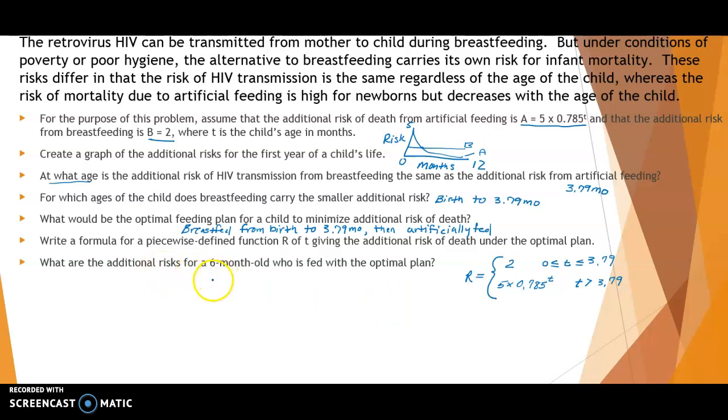So what is the additional risk? The risk is 1.17. And it never told us in this problem how risk is measured, so I don't really have a label on that. So the point of this problem is to create this piecewise defined function, and that is when you are using different formulas to model different parts of the function. And we do have to tell our reader when to use that formula by giving a range of values for when the formula is valid.